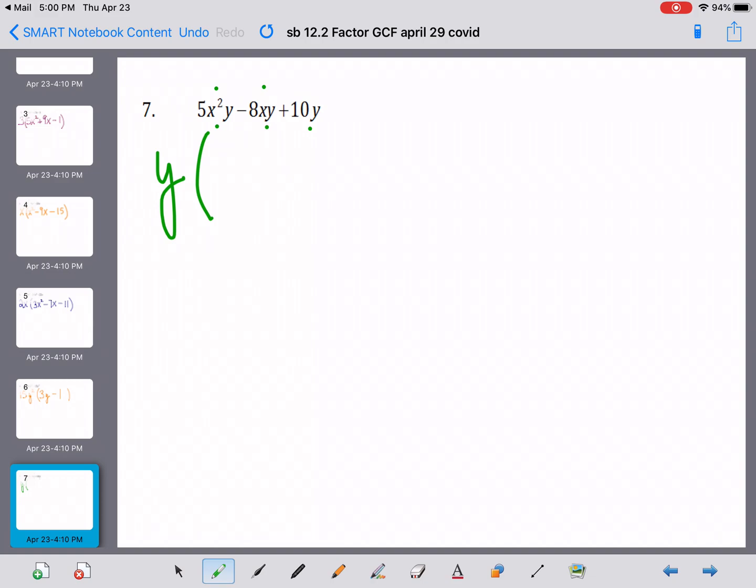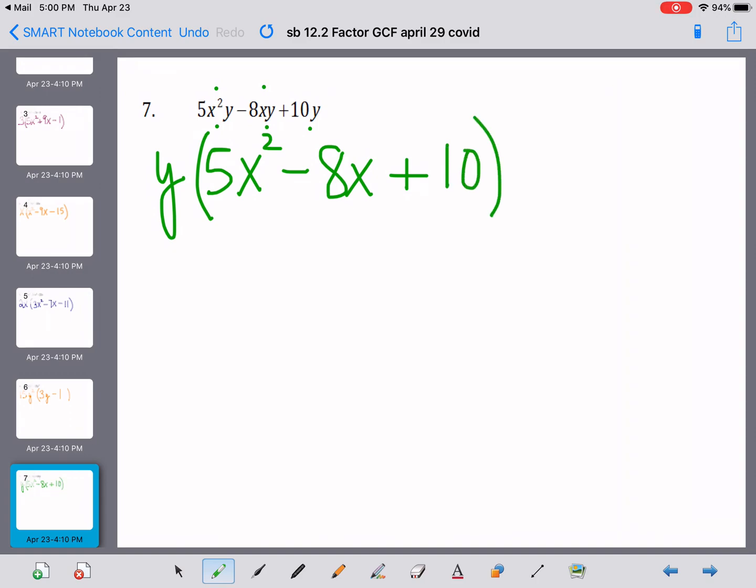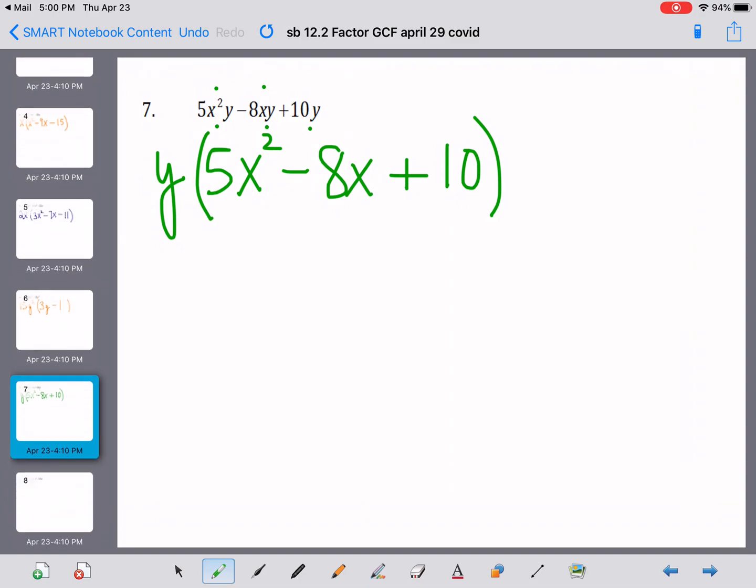And when we factor that out, we're not going to do anything with the numbers. We're not going to do anything with the x terms. We had one y, we took it out. In our next term, again, we're not going to do anything with the number or the x. We had one y, we took it out. 10y divided by y is 10. Again, we had one y, we took it out. And there's our factored version.